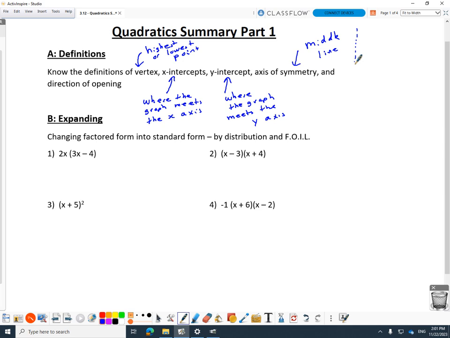Somewhat, all right. And direction of opening, well, there's two directions of opening. I'll draw two parabolas here. We could open up or we could open down. Those are the two possibilities.